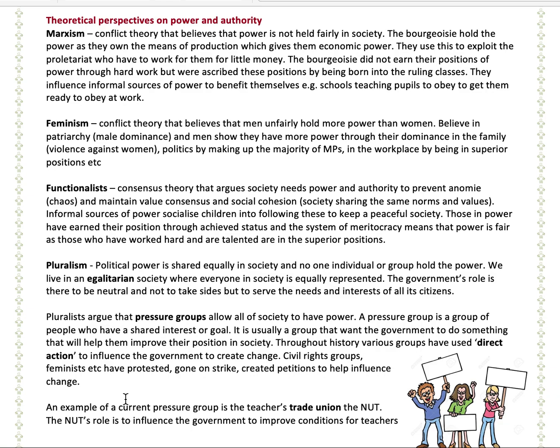Pluralists argue that we live in an egalitarian society, so everyone has the potential to gain power. The government's role is neutral and serves the interests of all. So in our society, we have pressure groups and people can take direct action. So pressure groups are those that have a shared interest or goal, and they can do something to influence the government. So that could be something like a trade union.